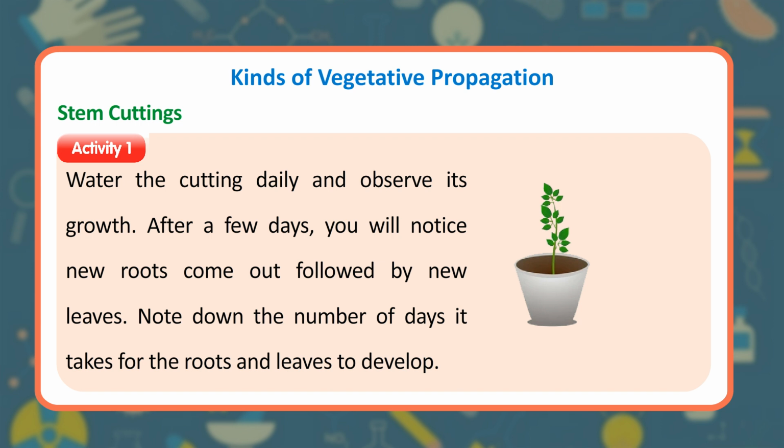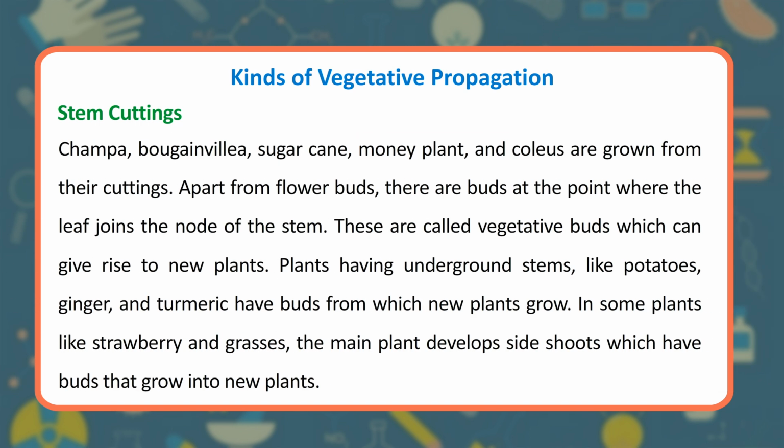After a few days, you will notice new roots come out followed by new leaves. Note down the number of days it takes for the roots and leaves to develop. Champa, bougainvillea, sugarcane, money plant, and coleus are grown from their cuttings.